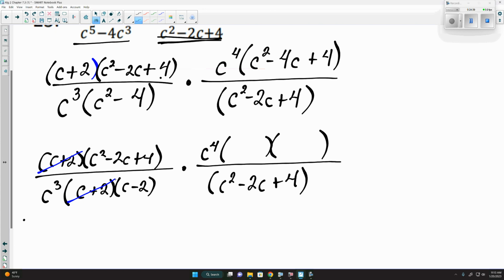Now, in the other numerator, c squared minus 4c plus 4. The 4 is positive, so our signs are the same, and they match the sign of the middle term, which is negative, negative. Factors of c squared are c and c. Factors of 4 are 1 and 4, or 2 and 2. Which one are we going to use? Well, 2 and 2, yes, so we can have something match on top and bottom. So we have this here. Questions on this so far?